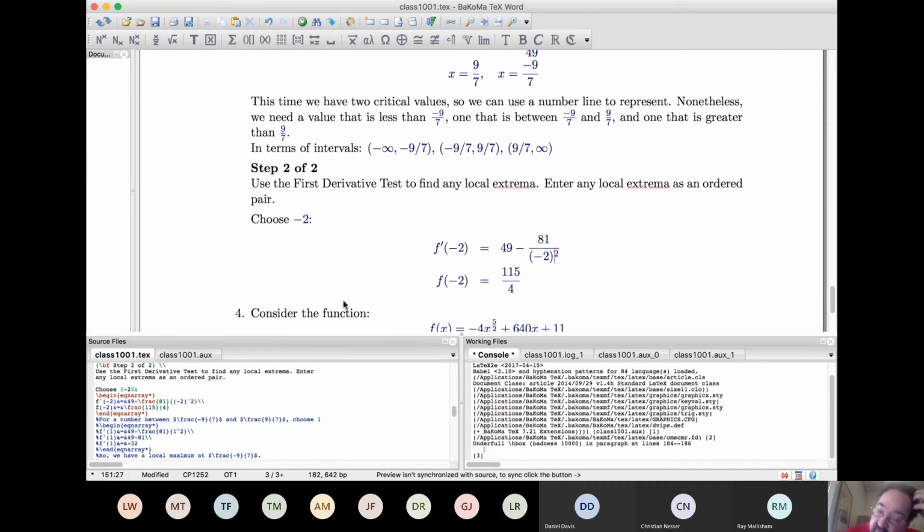Okay, so then you substitute x equal to -2, and that gets squared, so we're going to get a positive value down here. So we have 49 minus 81 over 4, which works out to 115 over 4, so we get a positive value. So in this region, the function is increasing.